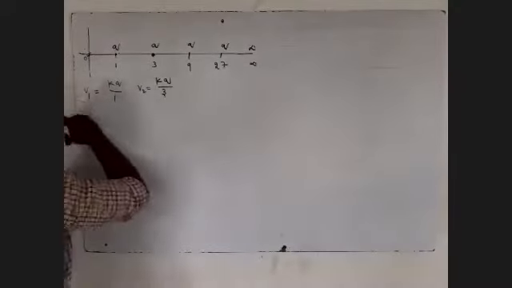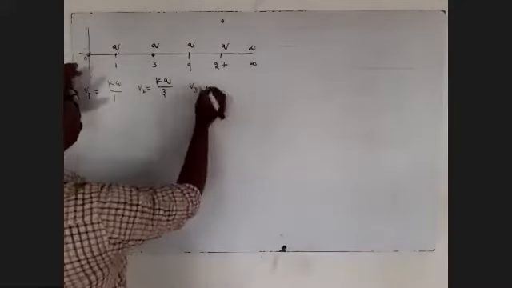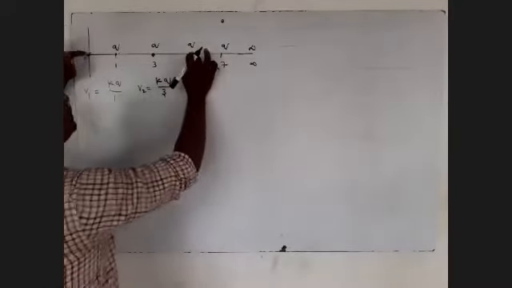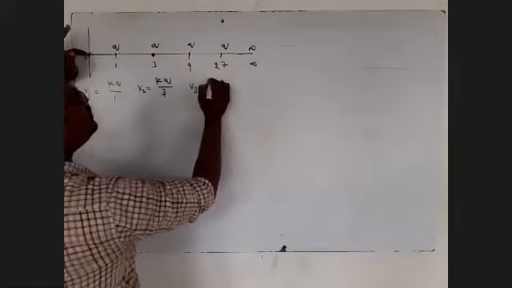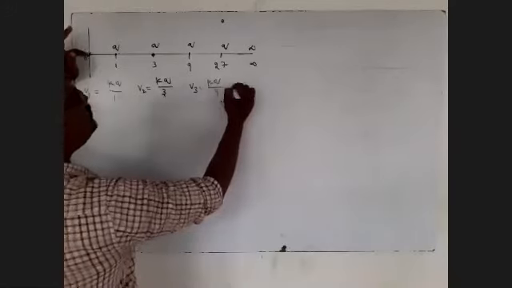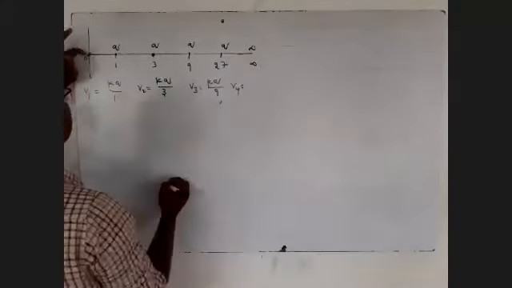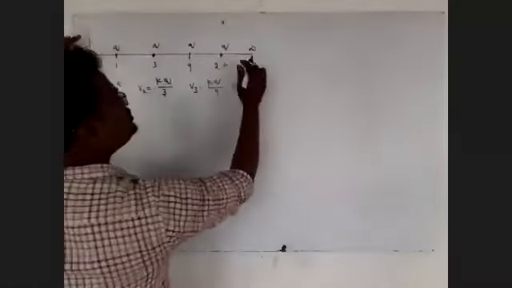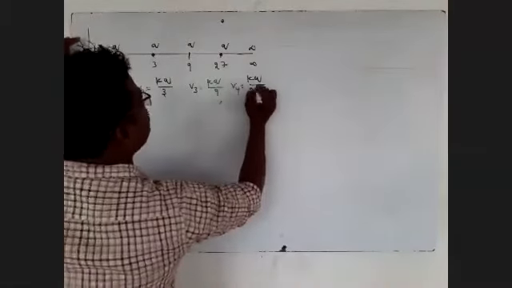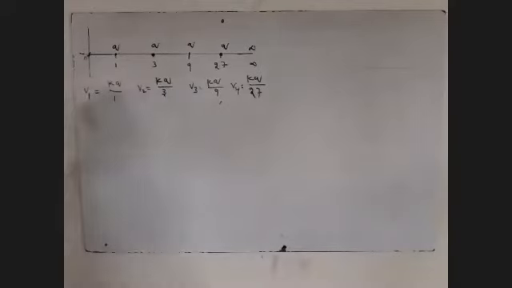So V3 is equal to, at this point, we have to calculate the potential due to the charge. So that is KQ by 9. Next, V4: at this point we have to calculate the potential due to the charge. That is KQ by 27. This is the case.